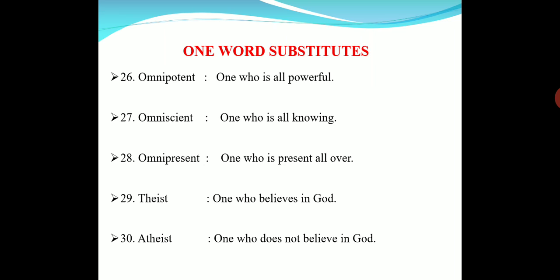Omnipresent. One who is present all over, everywhere. Everywhere he can be present. Can we be like that? No. We can be present only at one place. But these qualities we say God is omnipotent, omniscient, omnipresent. Potent means powerful. Omniscient means all knowing. Omnipresent means present all over.